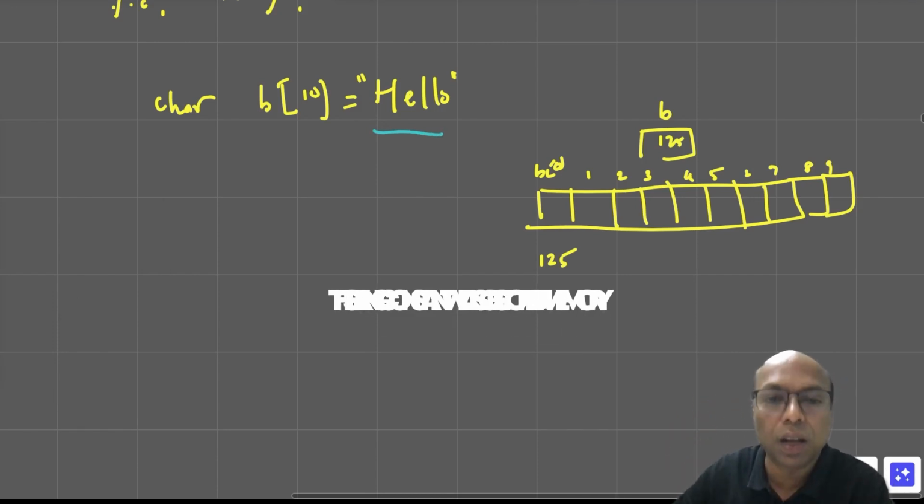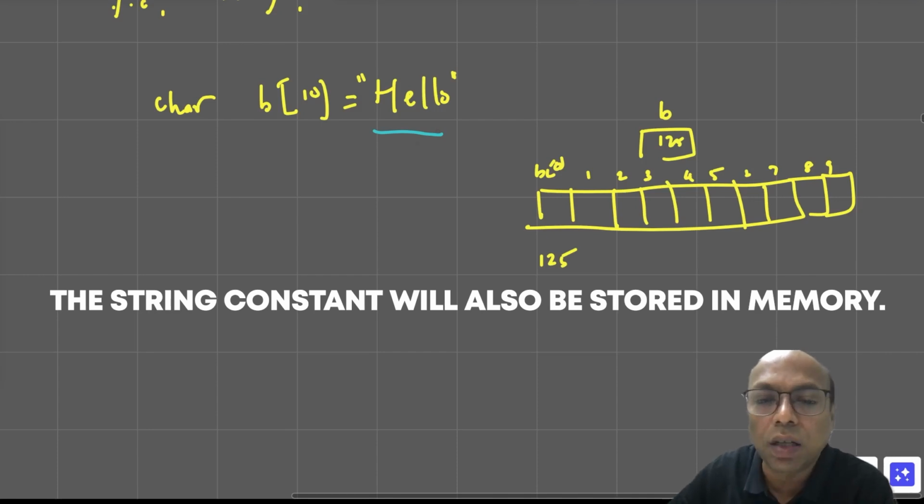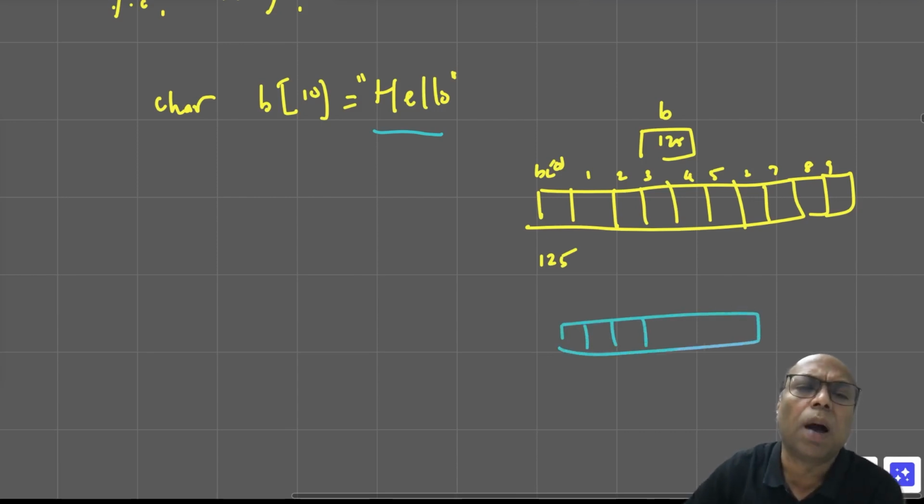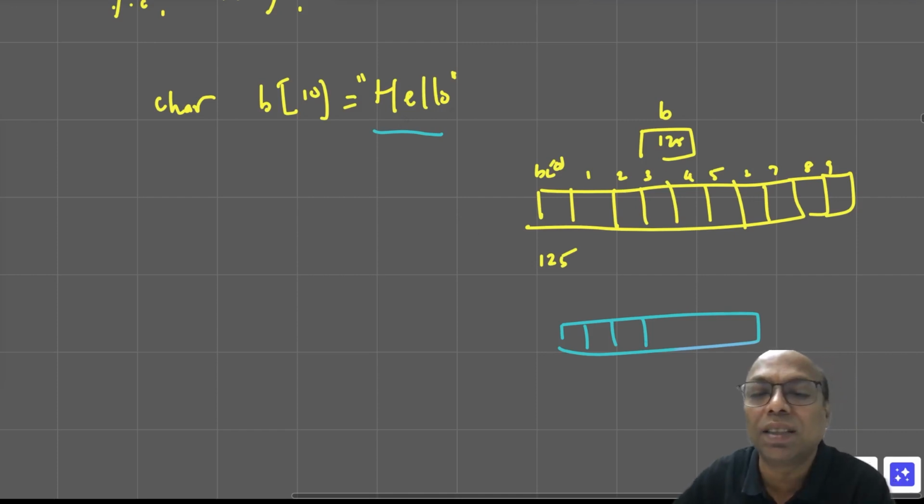When you write a string constant, the constants also will be stored in the memory. The constant is stored in how many bytes? How many characters? 1, 2, 3, 4, 5. But it is stored in 6 bytes. Why, sir? When you write this constant, H is here, E is here, L is here, L is here, O is here, and it is stored with the backslash 0 inside, the null character.